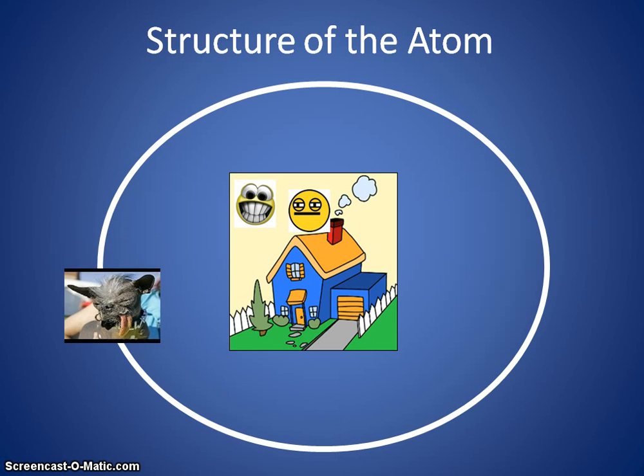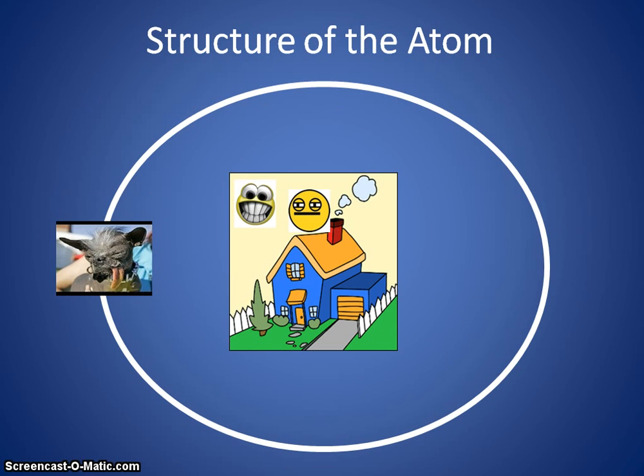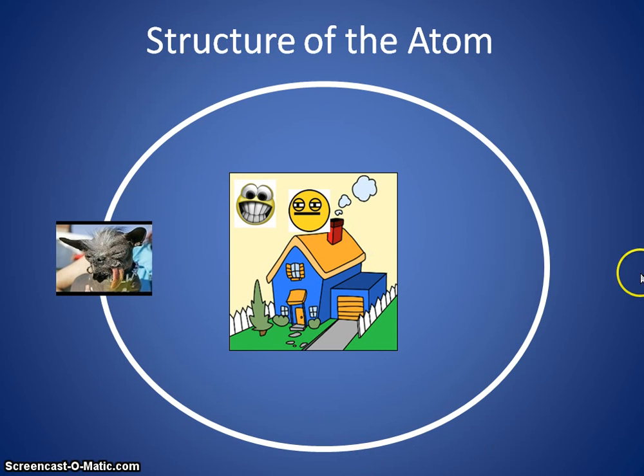And on the outside, you have little poor electro. He's ugly. Poor electro just floating around. He's a stray. So he never goes inside the nucleus. He never goes inside this house. He just goes around and around. Just like this. Now this is a level or an electron cloud. We'll talk about that in a moment. So just keep in mind that little electro is going to stay outside, wandering around.